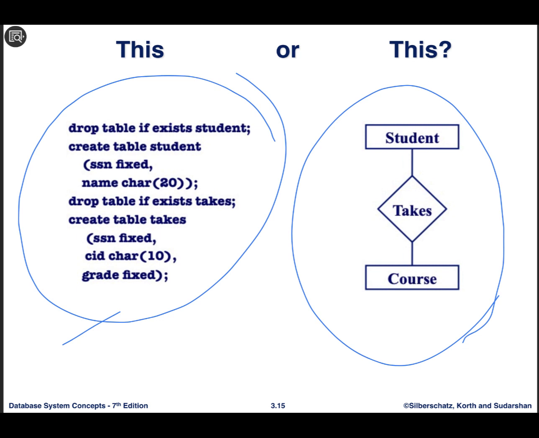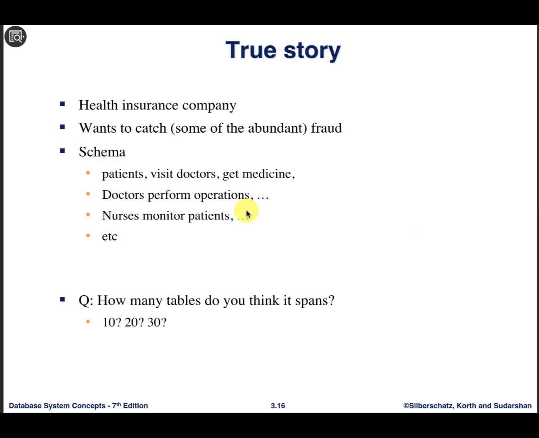You need to check how the student looks on the table side, how the course looks, and the takes, etc. But at a high level, we prefer to have something here compared to this one. And I'll give you the reason. Assume that you're going to build a health insurance company system, or they hire you to build the system in order to catch fraud.